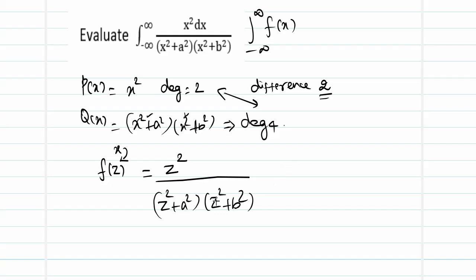So step 1, find the pole. Step 2, identify what is going to be the boundary. Step 3, find whether the poles lie inside the boundary or outside the boundary. Step 4, estimate the value of the residue at the poles. And step 5, 2 pi i times the summation of the residues of f of z. So we move on with step 1.